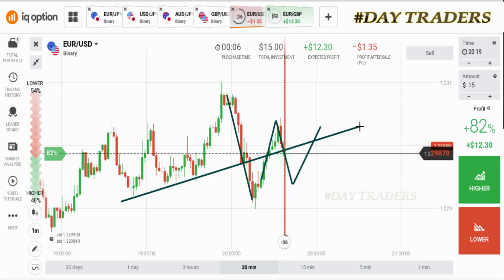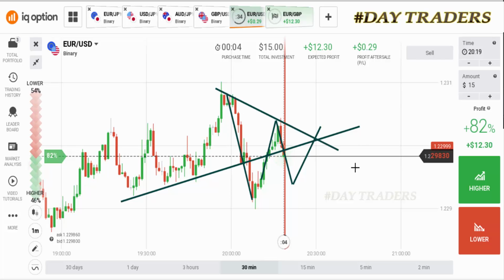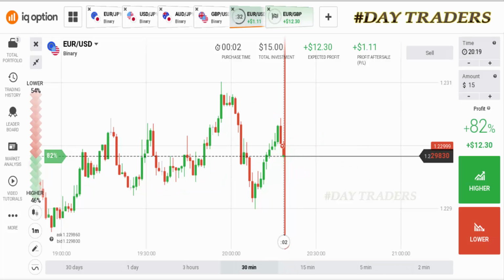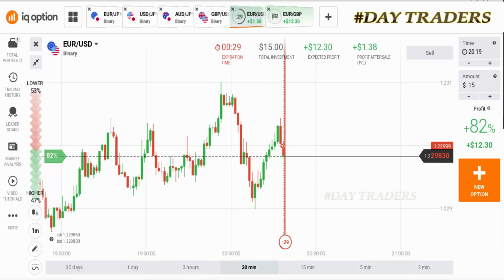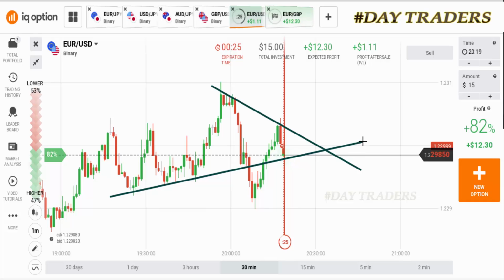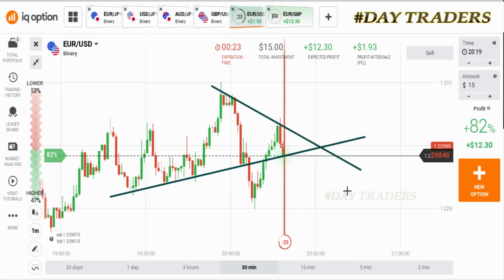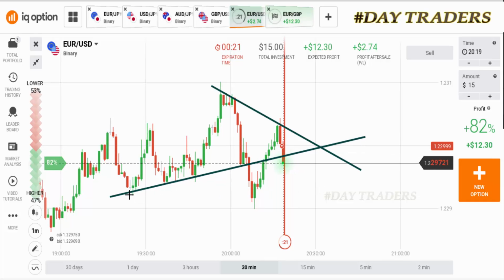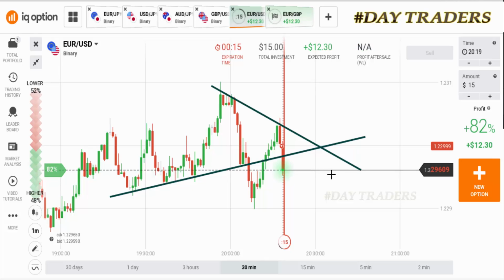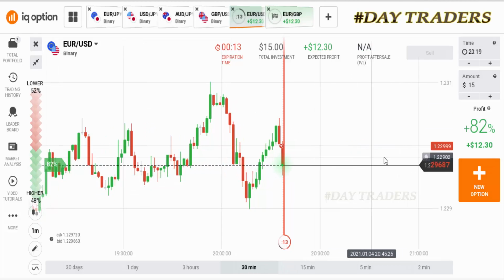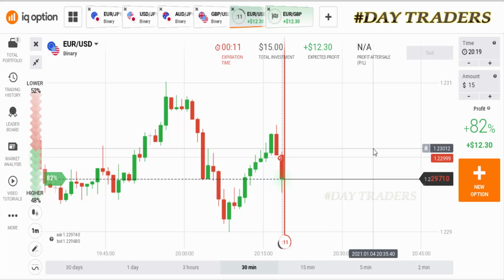This is a buyer's area. This is a seller's area. Okay, this is a seller's area. Now this is a buyer's area. Okay, let's see if it breaks out of the buyer's area. Okay, very strong seller's entry.